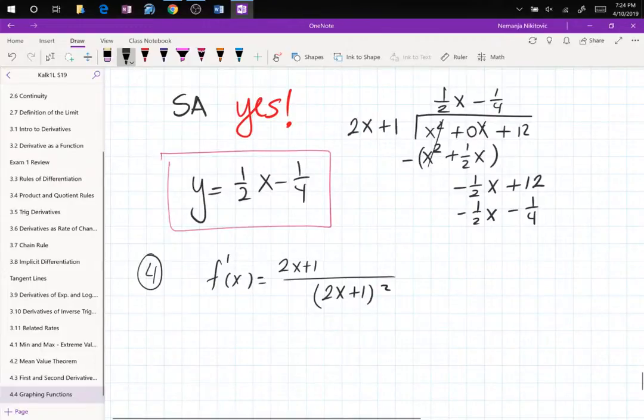So 2x plus 1 times the derivative on top is 2x minus x squared plus 12 times the derivative of the bottom, which is just 2. So now to simplify this, we are getting 4x squared plus 2x minus 4x squared minus 24.